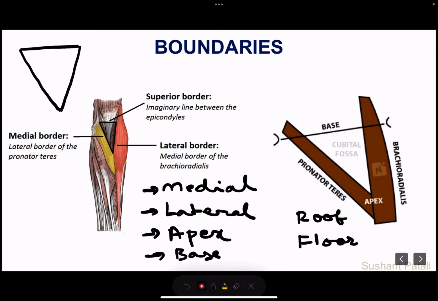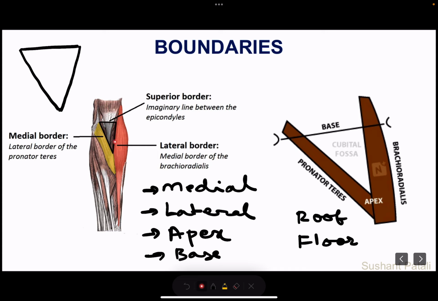The medial boundary of the cubital fossa is formed by the lateral border of the pronator teres muscle. This muscle in yellow color is the pronator teres, a superficial muscle of the front of the forearm. So its lateral border forms the medial boundary, and this muscle here is the brachioradialis, one of the superficial extensors of the forearm.